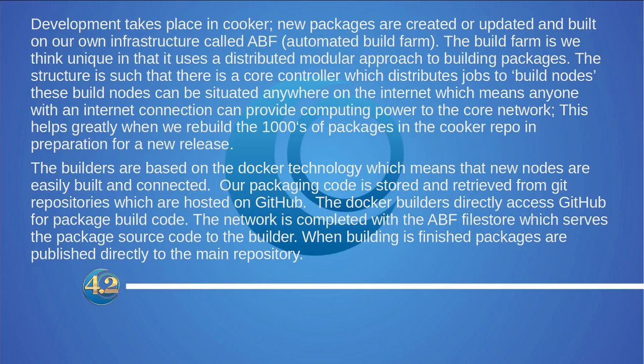Our packaging code is stored and retrieved from Git repositories, which are hosted on GitHub. The Docker builders directly access GitHub for package build code. The network is completed with the ABF file store, which serves the package source code to the builder. When building is finished, packages are published directly to the main repository.